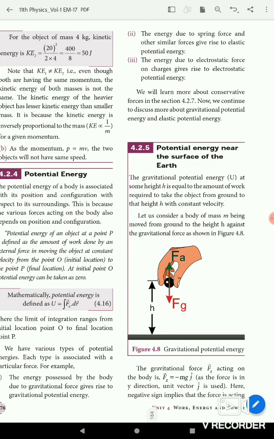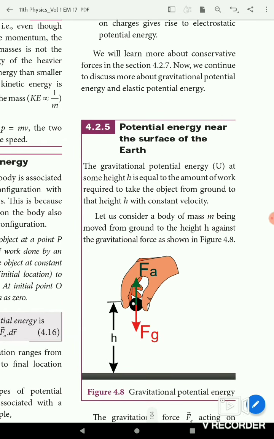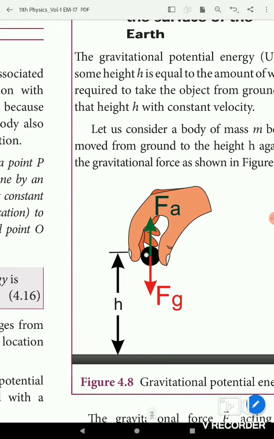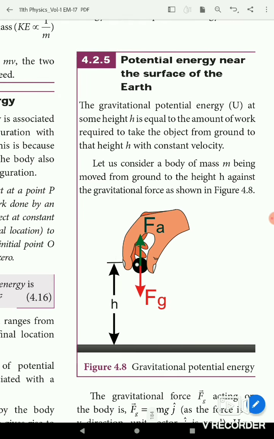Okay. So the potential energy near the surface of the earth. Gravitational potential energy, the symbol is U, at some height h. That is equal to the amount of work required to take the object from ground level to the height h with a constant velocity. Let us consider a body of mass m being moved from the ground.